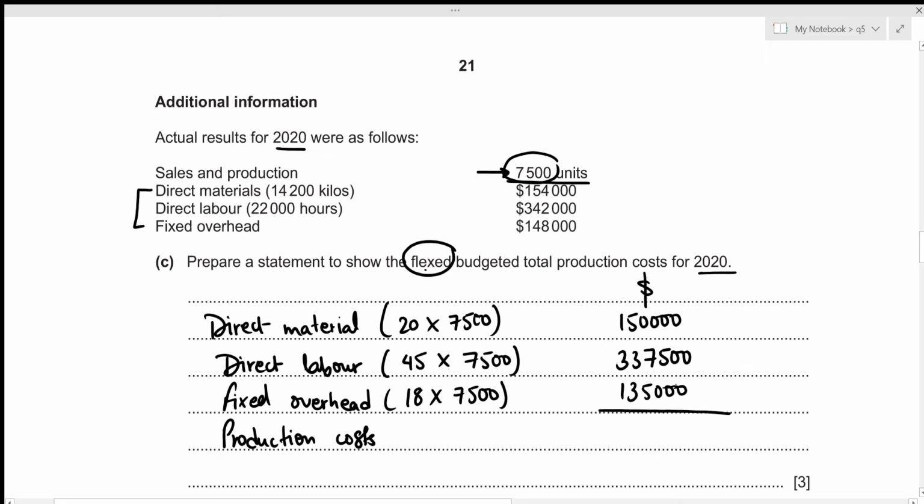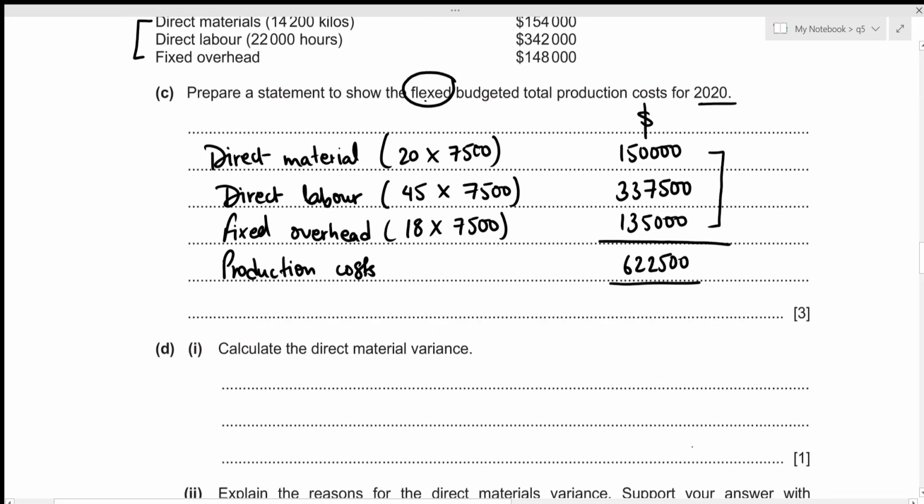Now we can easily figure out the total production cost by adding these three amounts. That's 150,000 plus 337,500 plus 135,000, which results in 622,500. Alright, this concludes the third part of this question. We can now move towards the fourth one.